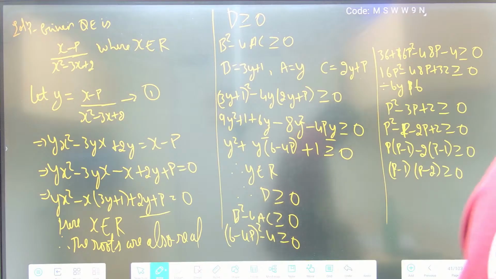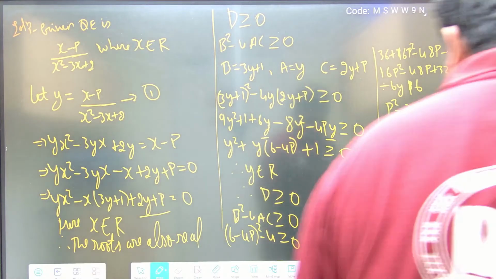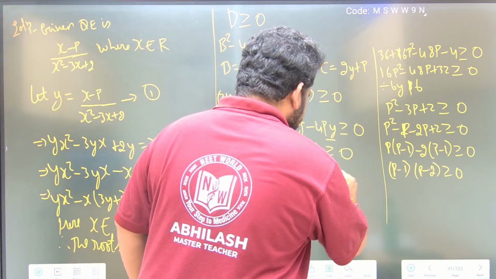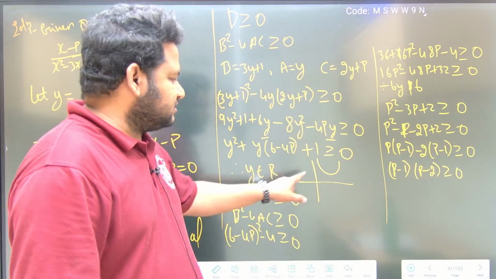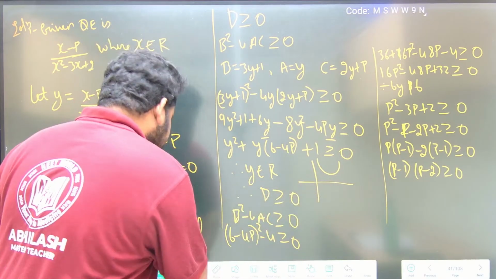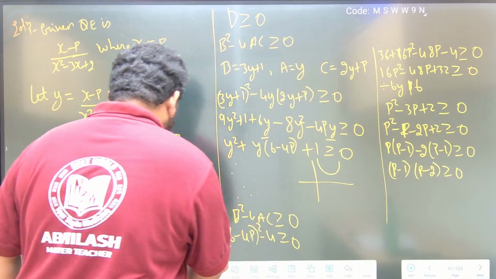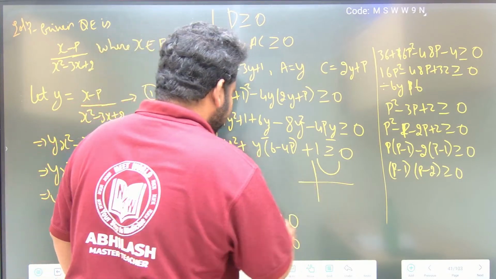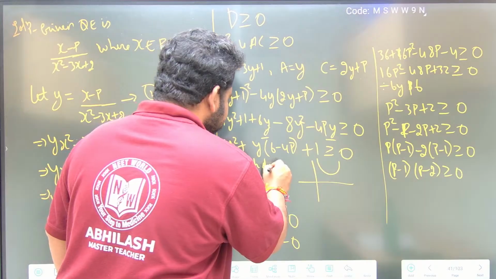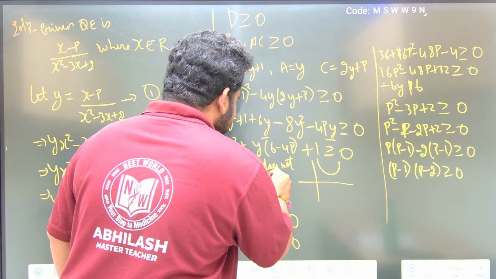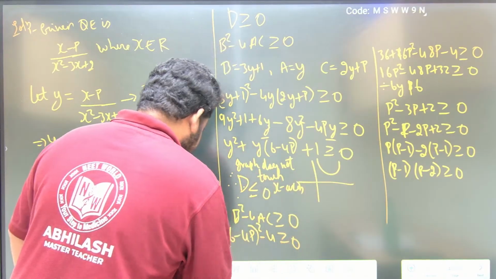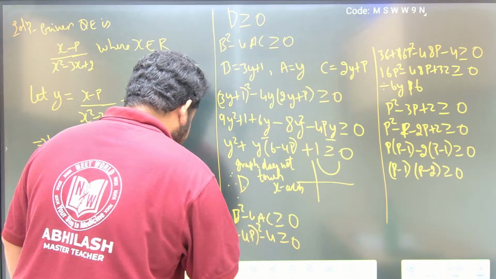Actually one more thing you have to do. Here we are getting greater than or equal to 0, which means the graph will lie above the x axis, that means it is not touching the x axis. Therefore the graph does not touch the x axis, and the discriminant should definitely be less than 0, not less than or equal to.